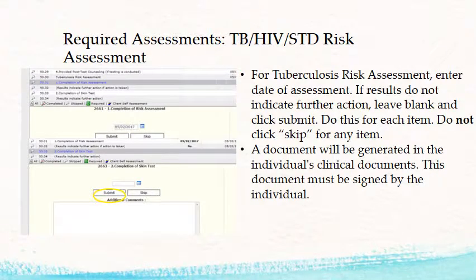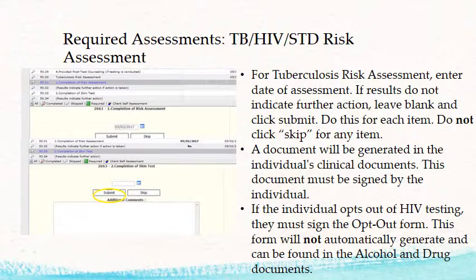For tuberculosis risk assessment, item 50.31, you'll want to enter the date that you completed those questions. Click submit. And for the next item, completion of skin test, if the results did not indicate any further action, so we didn't need to make a referral for testing, you'll leave this blank and click submit. Again, you can type in additional comments that there was no indication that they needed to be referred for testing or that they refused to be referred for testing, and click submit. There will be a document that generates in the clinical documents, and this does need to be signed by the individual.